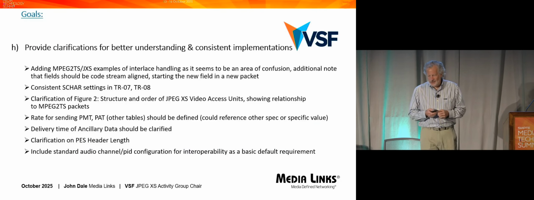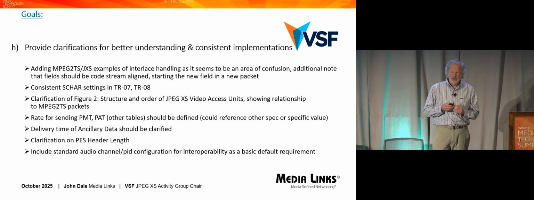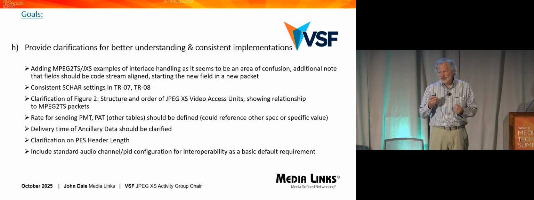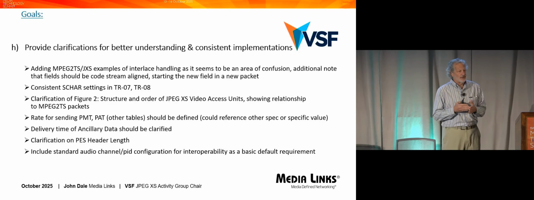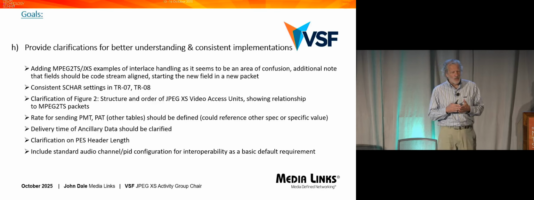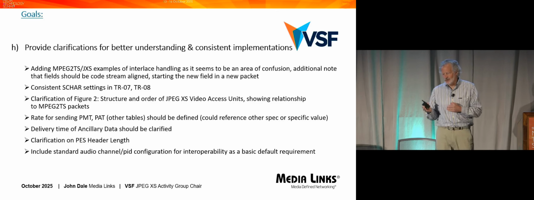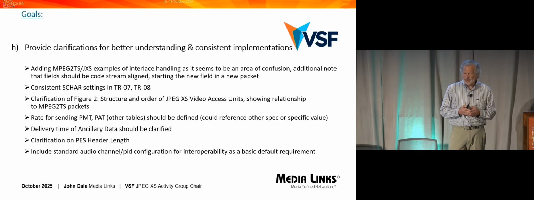We had a number of other things, and we go back and look at the documents, and there's some ambiguity. And we've tried now to address the ambiguity, making sure that if we state that there's two ways of doing something, we make sure that they're both covered very clearly, and that implementers actually do them in that way, so that a compliant receiver knows where to look for information. We had some settings in TR-07 and TR-08 that weren't the same in the JPEG XS stream, so we've changed that.